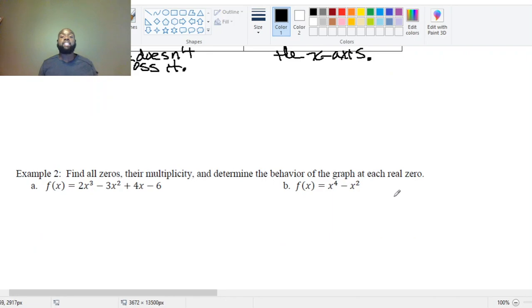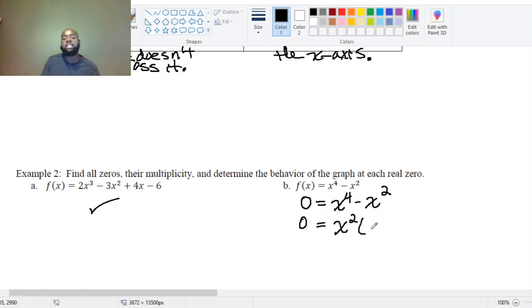And so let's look at an example where we look at this. Let's look at example B here. I'll allow you to do example A on your own. I want to find all zeros, their multiplicity, and we're going to determine the behavior of the function at each real zero, okay? And so if I want to find the zero of this polynomial function, I'm going to replace f of x with 0. That's like saying y equals 0 and solve for x, which is the same process we would use to find the x-intercepts because real zeros are x-intercepts.